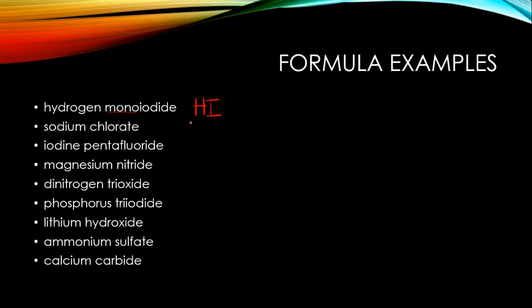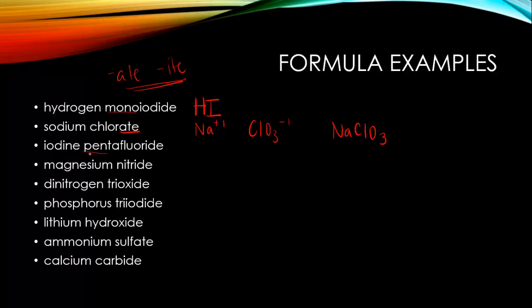Sodium chlorate. Well, it's the same thing we've been doing before, and I can do a little work here to remind you. Sodium has a +1 charge. Remember, if it ends in ATE or ITE, you need to go to your polyatomic ion tables. Chlorate is ClO3 -1. They cancel each other out with one of each. So my final formula is NaClO3.